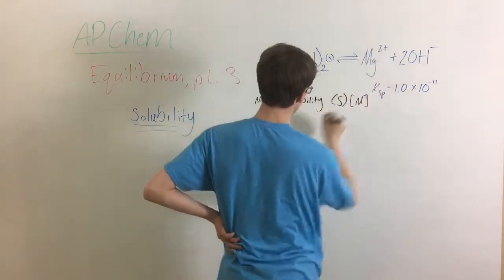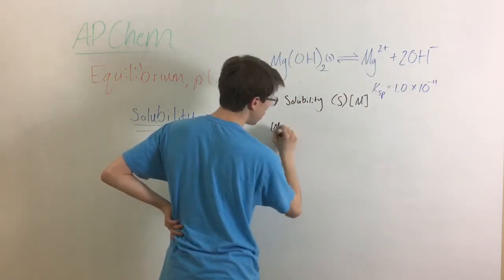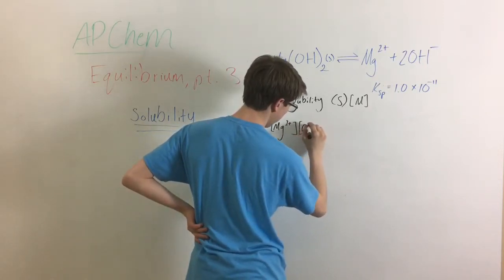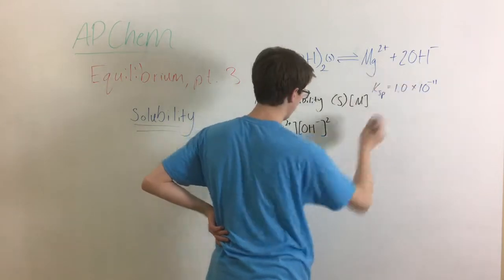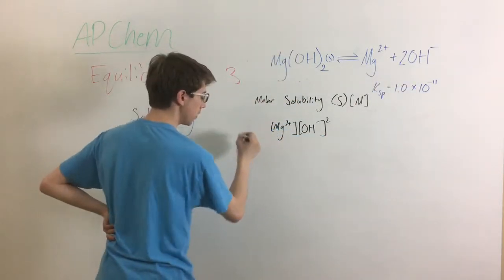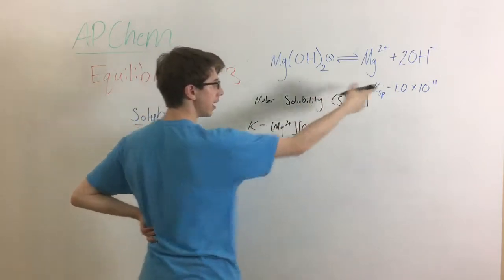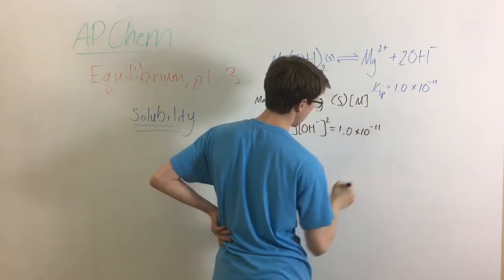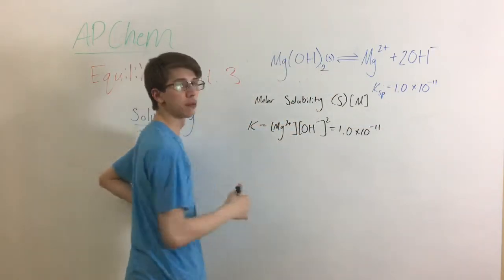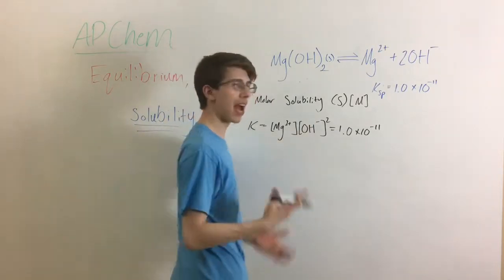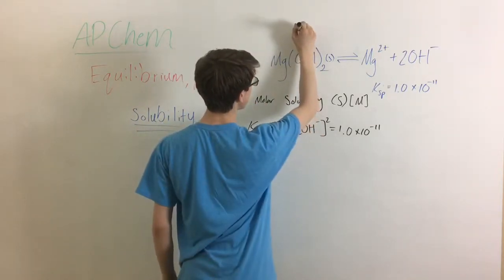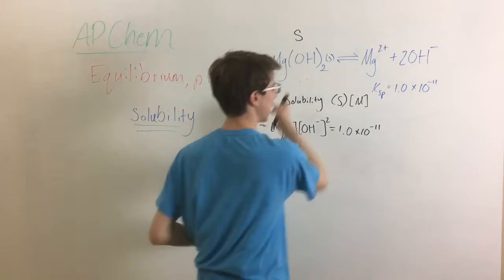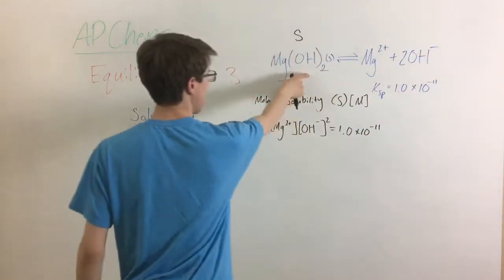So say that the concentration of Mg2+ and OH-, which is squared because there's 2 of them, right? So this is our K, and our K is our Ksp, the solubility product. So this is equal to 1.0 times 10 to the negative 11. Now say that the concentrations here are in terms of X. Or instead of X, why don't we say S? So this is S. Molar solubility meaning how many moles will actually dissociate. How many moles of this will actually dissociate?